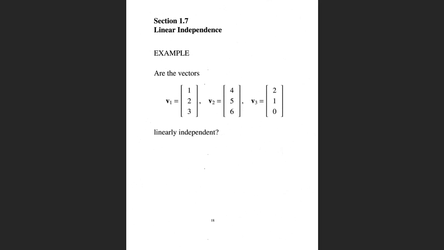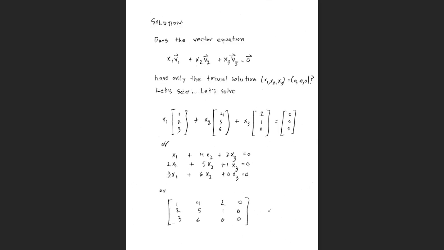Okay. I'm trying to see if the vectors are linearly independent. So what we need to do is use the definition in the book to set this up. Here's the definition in the book. Again, we go to that vector equation. Does this vector equation, where we take a linear combination of the vectors and set that linear combination equal to the 0 vector, have only the trivial solution? That's what we have to check for.